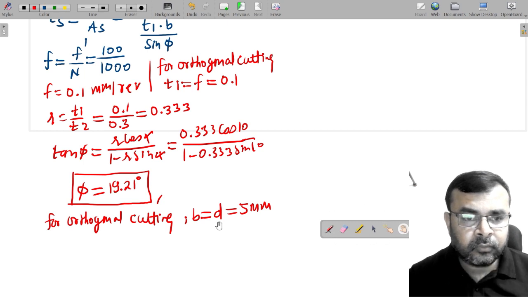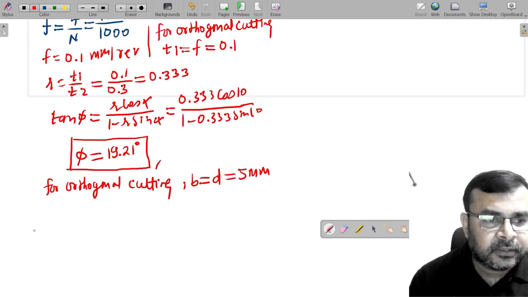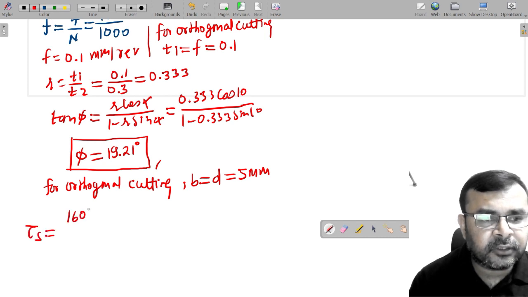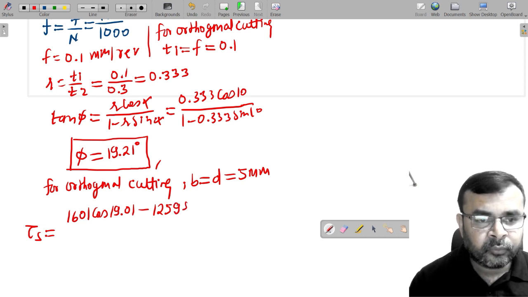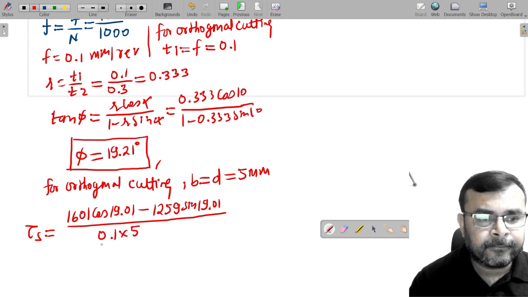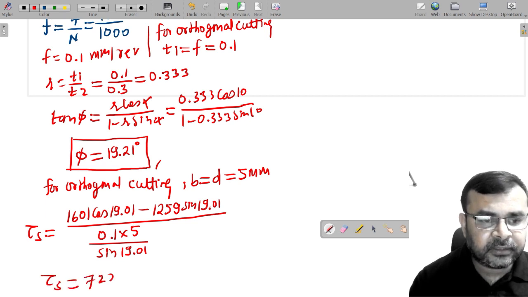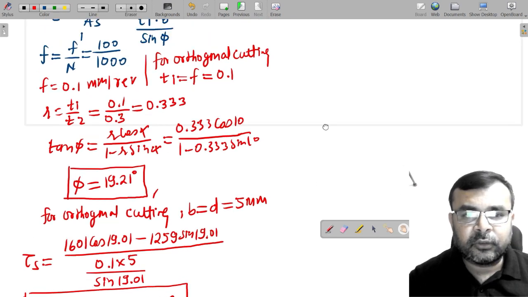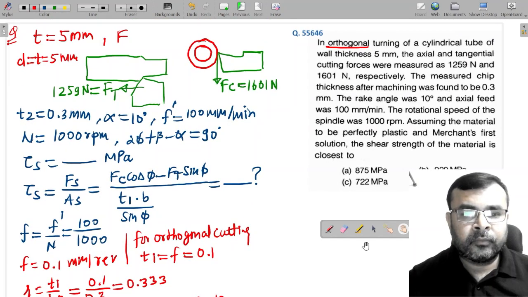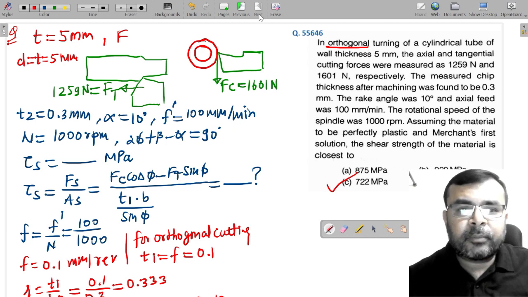Correct? So now from above formula, the shear stress is nothing but this is 1601 cos 19.01 degree minus thrust force, that is 1259 sin 19.01 over T1, that is 0.1, width is 5 over sin 19.01. So if you simplify this, then after simplification we get 722.302 megapascal. Correct? 722.302 megapascal. So the correct answer is option C. So like this you can proceed this problem. Is it right?